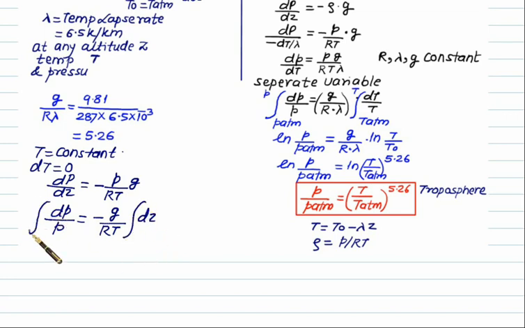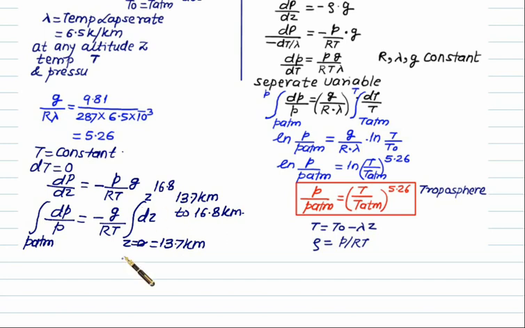So at z equal to 0, that is on the sea surface, we have pressure equal to P atmospheric, and at any altitude z, pressure P. But remember that this range is from 13.7 kilometers to 16.8 kilometers. So here I have to take the lower limit not as 0 but as 13.7 kilometers, meaning outside the troposphere, up to 16.8 kilometers. But in fact I will just write 0 to z for your reference.